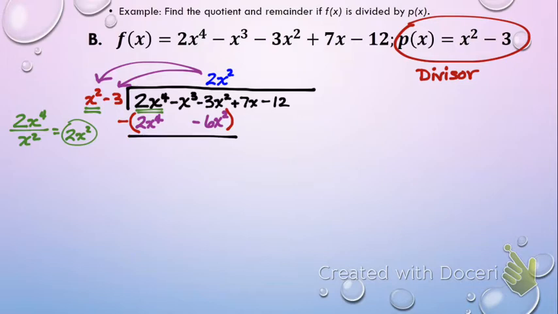2x to the 4th minus 2x to the 4th, that's going to cancel out for us. What do I do with that minus x cubed? Yep, just take it down. So negative x cubed. I'm going to combine these two together, but remember I'm subtracting the negative 6x squared. 3x squared, positive 3x squared. Bring down the 7x and the minus 12.